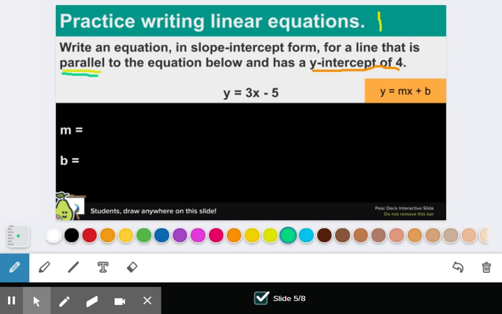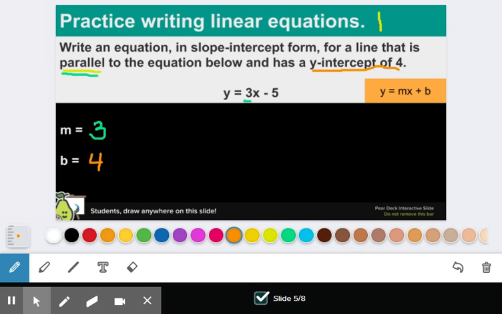I know that parallel lines have the same slope. So if my original equation has a slope of 3, then the equation I'm going to write is also going to have a slope of 3. Because parallel means same slope, at least. So if my original equation has a slope of 3, my new equation will have a slope of 3. So that told me all about my slope. And now, this is super easy. We've done this before. I know that my y-intercept is going to be 4.